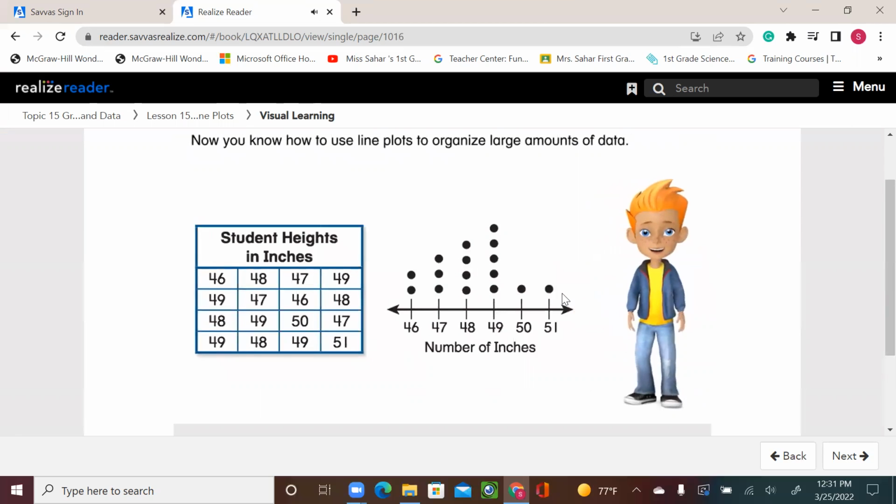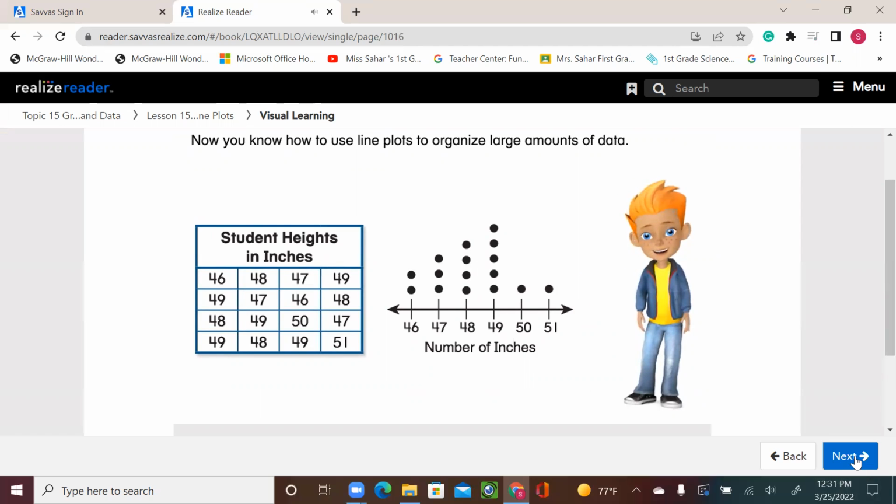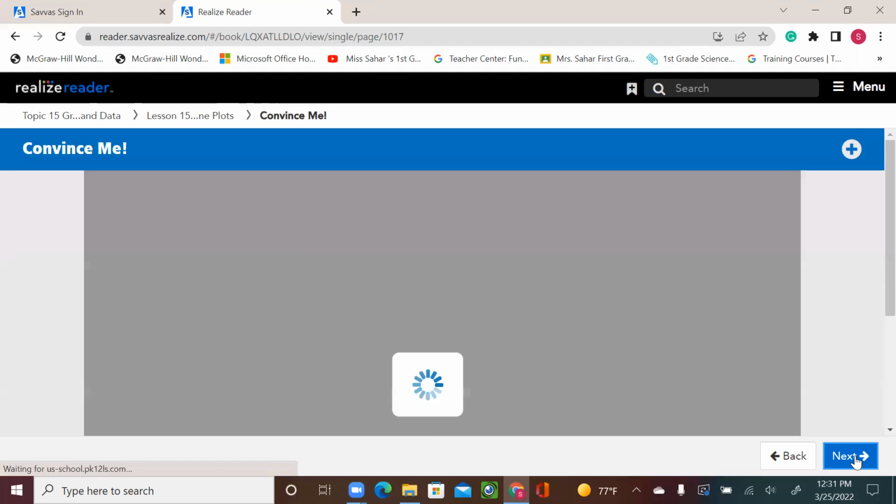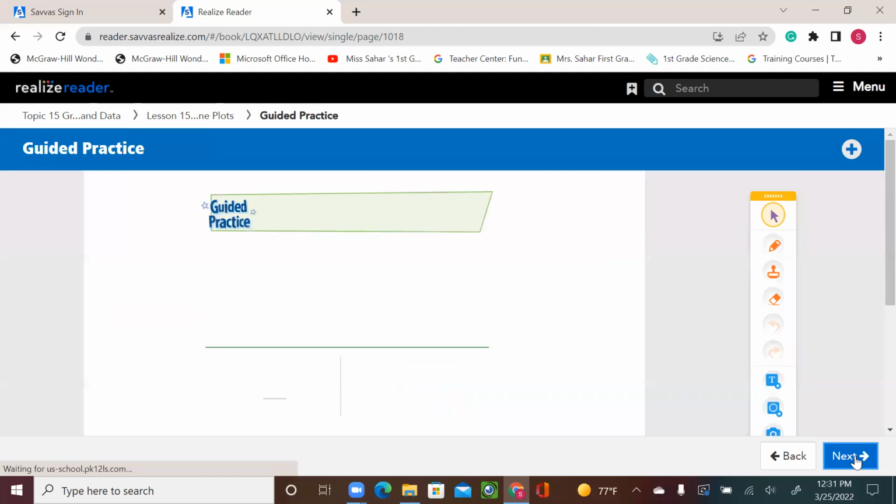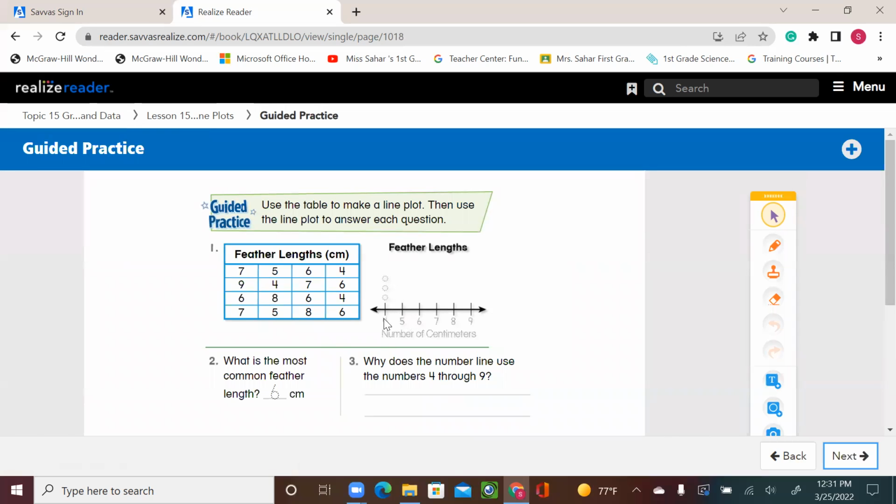Now you know how to use line plots to organize large amounts of data. All right, let's go and see our guided practice, in your book, page 646. Use the table to make a line plot. Then use the line plot to answer each question. So this is the information I have. This is the data. I'm using centimeters, and this is my line plot.